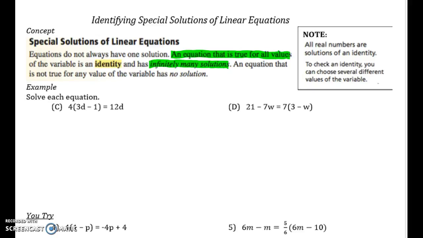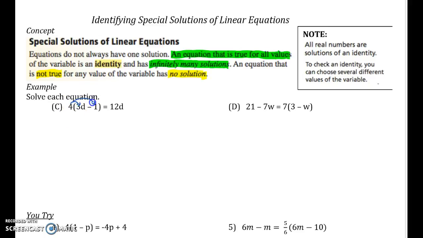On the other hand, if there's an equation that's not true, meaning you get like 5 equals 7, that's not true, that's when we have no solution. So we actually have 3 possible solutions to every type of equation, where we get one number, like we saw before, infinitely many, which is called an identity, and no solution, meaning we get something that's not true. So let's check out C and D and see if we come up with an answer that's no solution or infinitely many. So let's go ahead and just solve like we normally do.